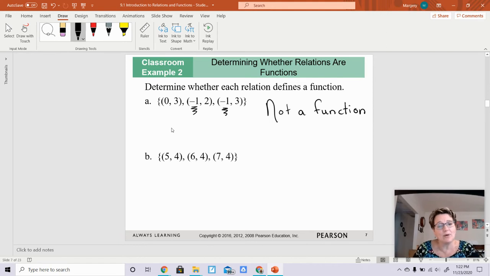Now on the second problem, I have a relation with 3 points. My first X value is 5, my second is 6, and my third is 7. They're all different, so that is perfect. This is a function. Now, if you notice, I have a bunch of 4s for my ranges. I don't care. Don't even worry about it. The only thing that cannot repeat is your X value.